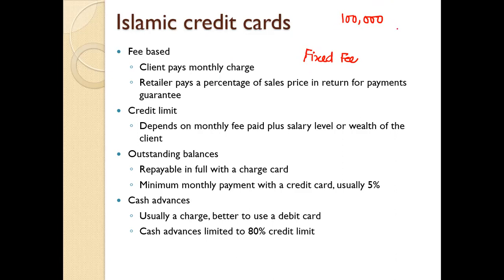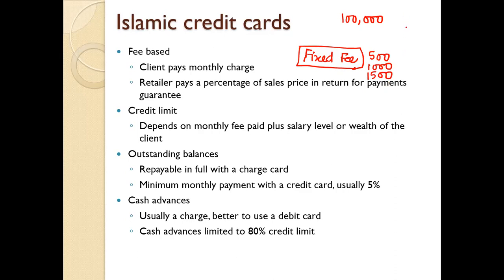But regardless of the usage of your amount, whether you use 1 taka or 100,000, or you do not use any amount during the month, you will be liable to pay a fixed fee for the services, I mean the credit facility services provided by the Islamic banks to you. So how much is that fee? That fee might be 500 for a very plain card, I mean, you may understand the gold, and for silver it can be 1,000, for platinum it can be 1,500.